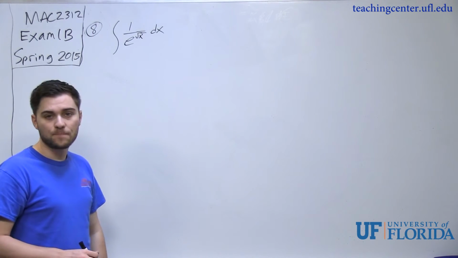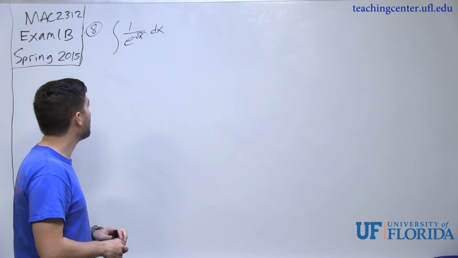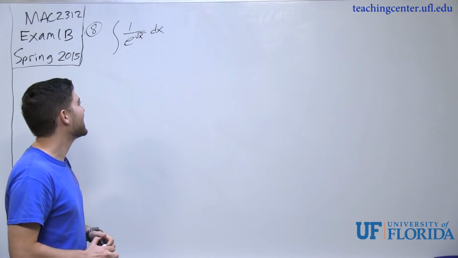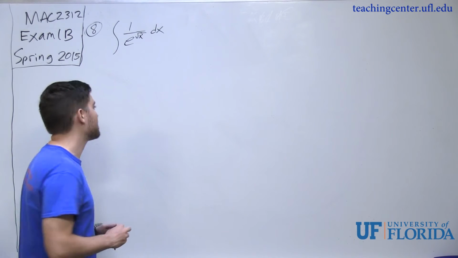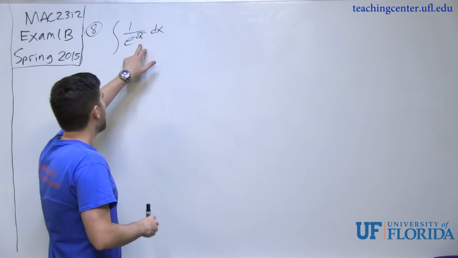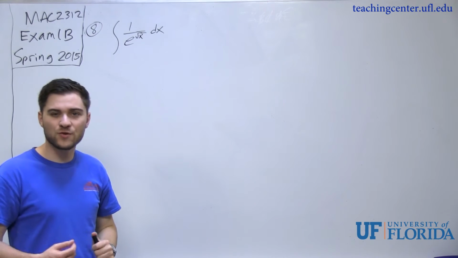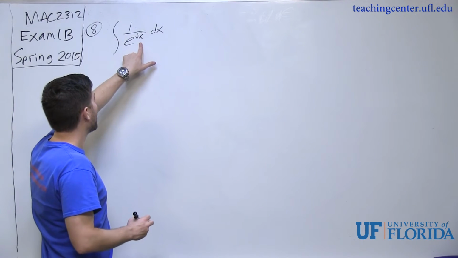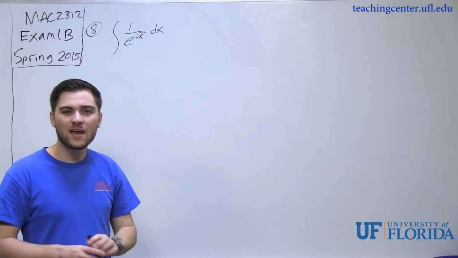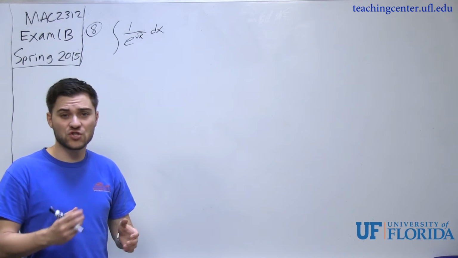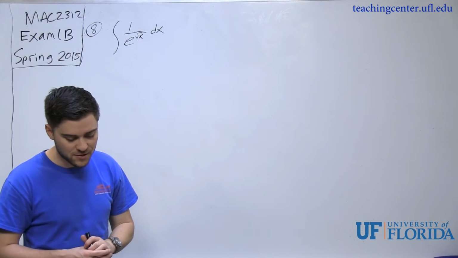So let's take a look at this integral. I have 1 over e to the square root of x dx. When I see something like that, what stands out to me is, again, I need to make some sort of substitution here to make this work. Well, when I have e to a power like that, usually what I want to do is start with that power to make it a little bit easier.